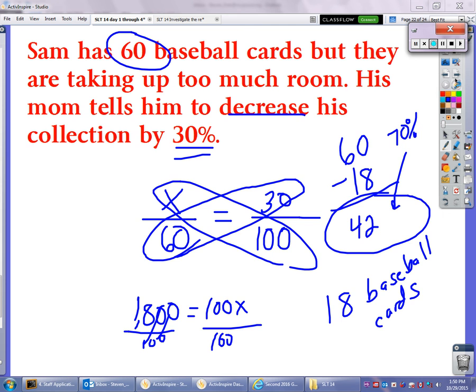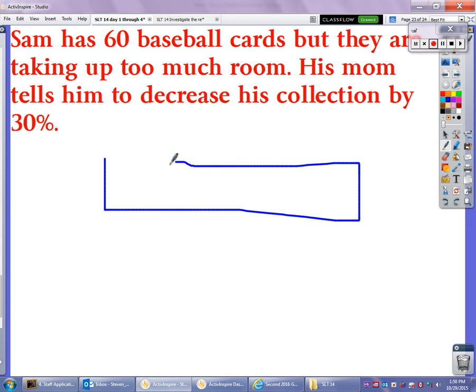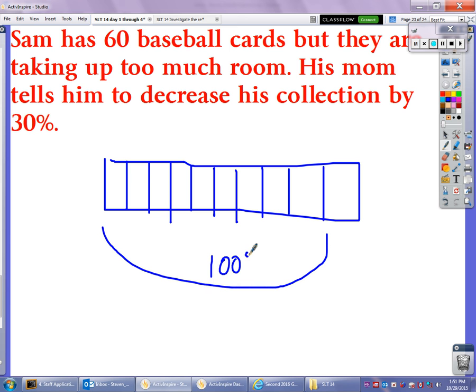The next way we can do this same problem is with a tape diagram. So 60 baseball cards we're going to represent by making 100% by showing that by doing groups of 10, so 10% each, 10 little boxes. And each one of these represents 10% because the whole thing represents 100%. And 100%, remember, was the 60 baseball cards. So in each little box, because there's 60 baseball cards in 10 boxes, in each box there will be 6 cards.